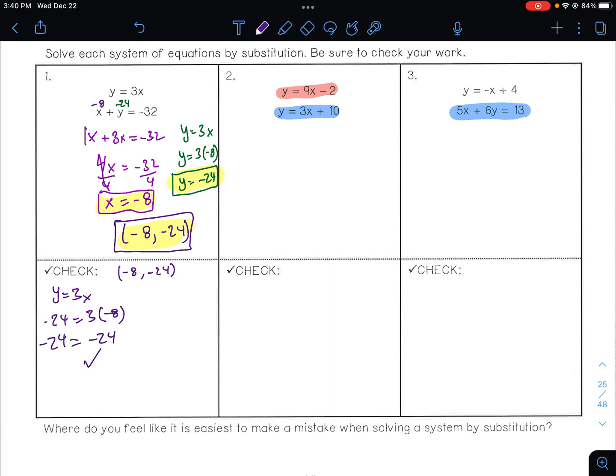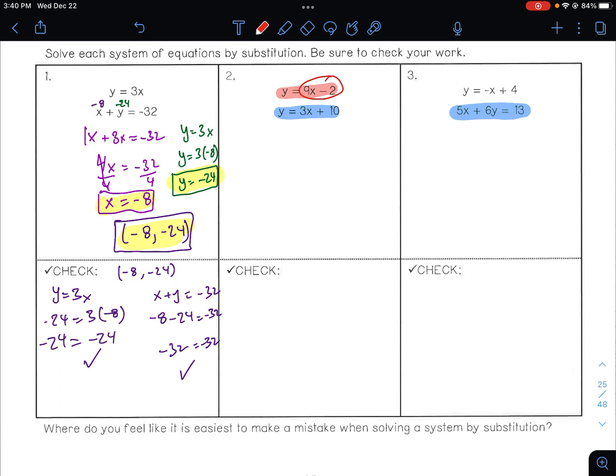Our next one was x plus y equals -32. Let's see, x is -8, y is -24. Does that equal -32? It does. Both correct. All right, so for this one, we know y is 9x minus 2, right?